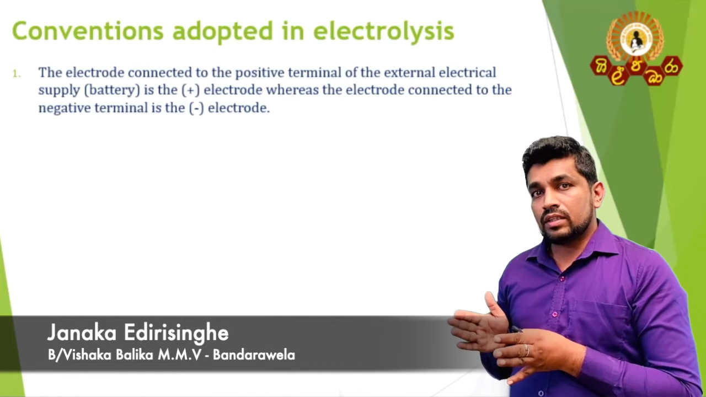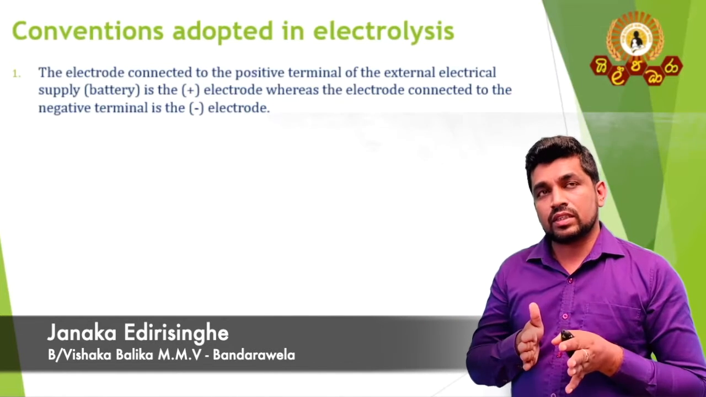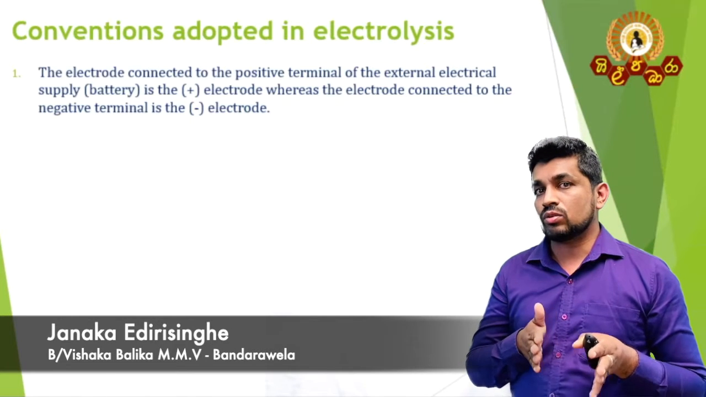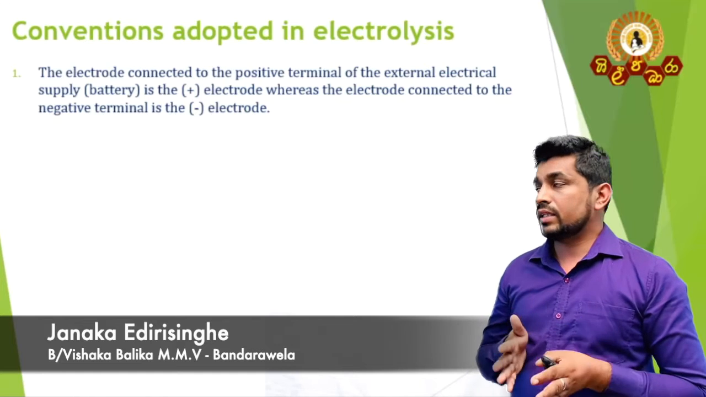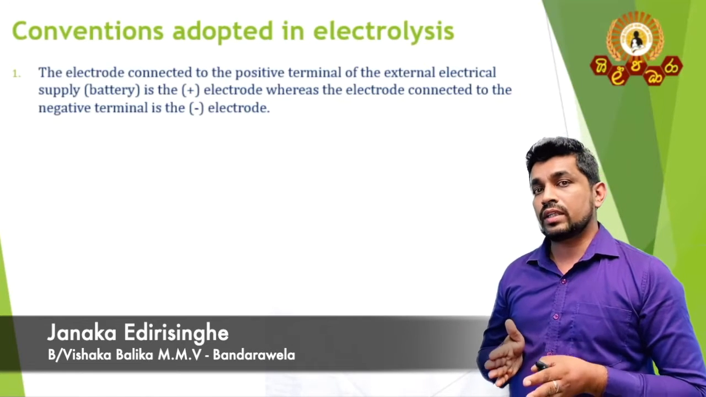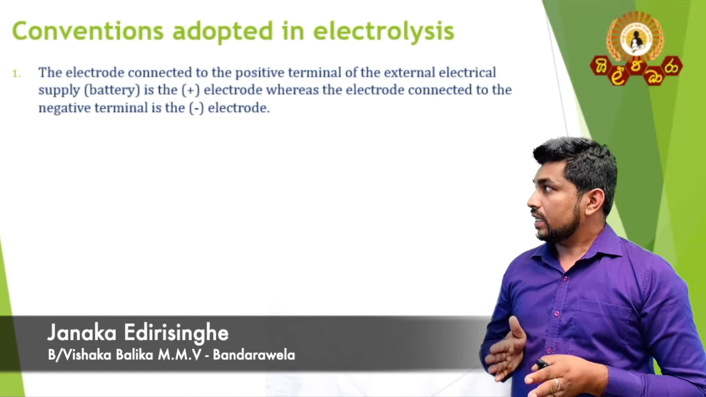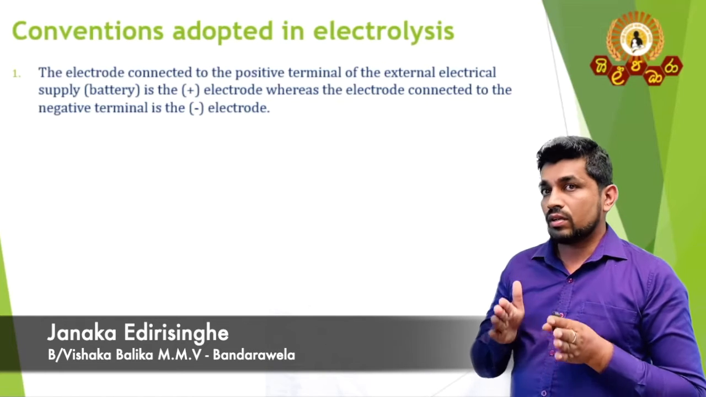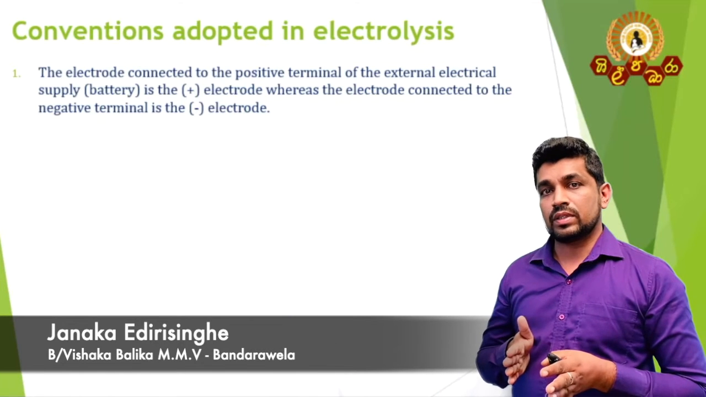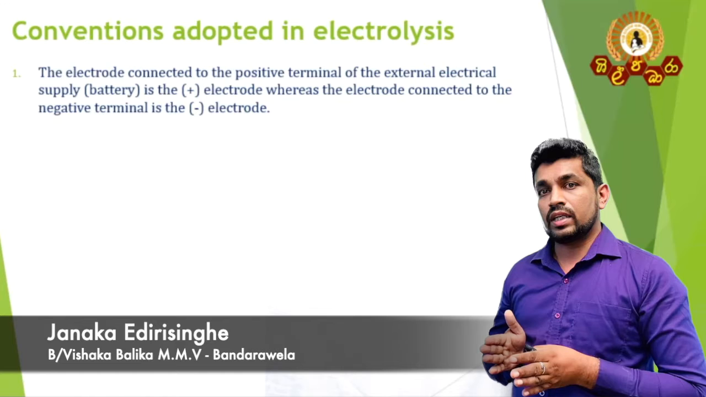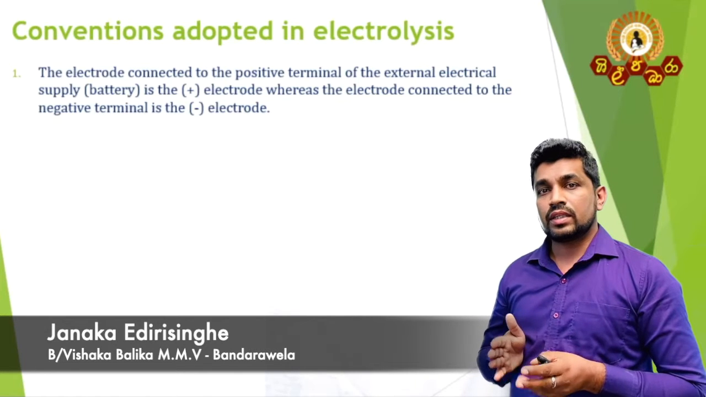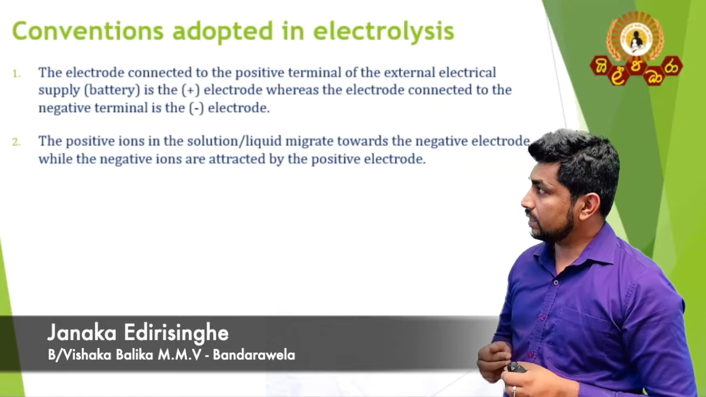The electrode which is connected to the positive terminal of the source of electricity or battery, we mention as the positive electrode, or known as the anode, right? The other electrode, which is connected to the negative terminal, is known as the negative electrode, or the cathode, right? Then what is the second concept?